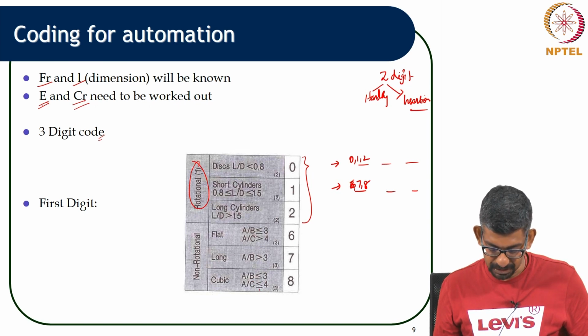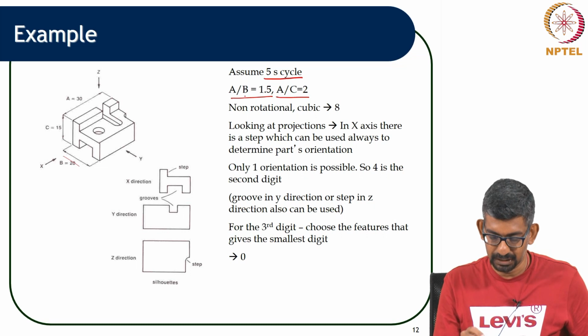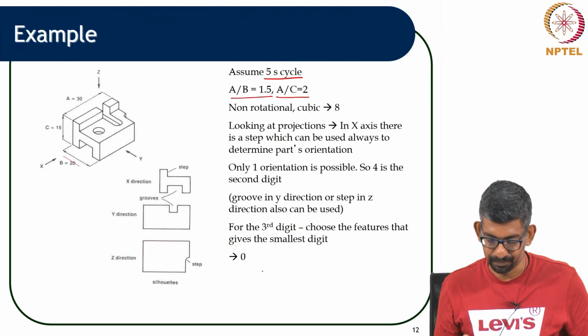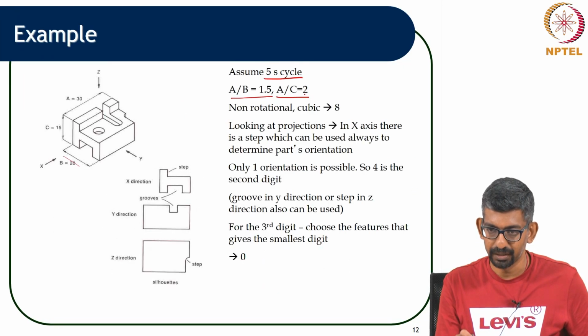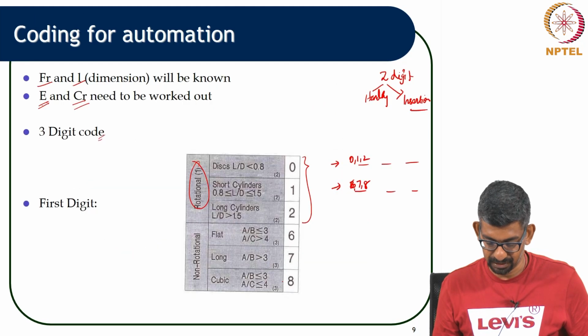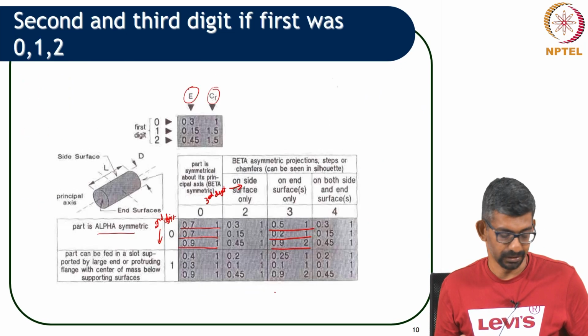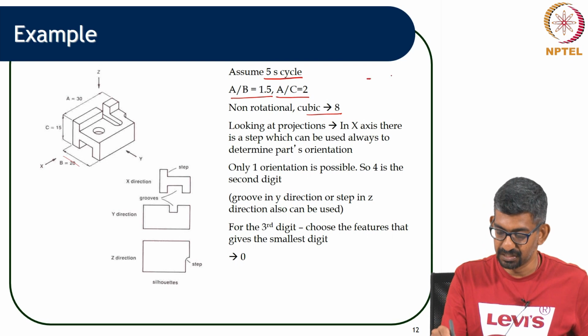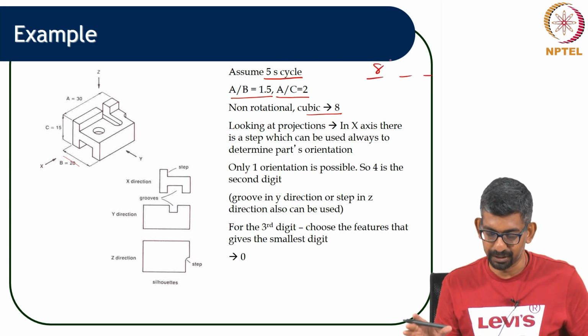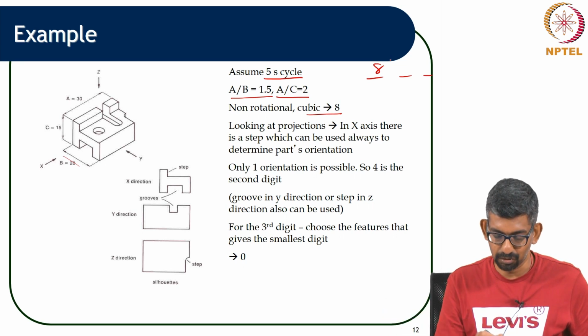A over B was less than or equal to 4, yes, and A over C was less than or equal to 3, sorry, 3 and 4 respectively, that was the case. So, it is a cuboid. So, my first digit is 6, 7 and 8, so it should be 8, that is what we are choosing. So, your first digit was 8. So, what did we see? If 8, there is one particular chart in which you go and see, but in order to do that, you have to take projections.